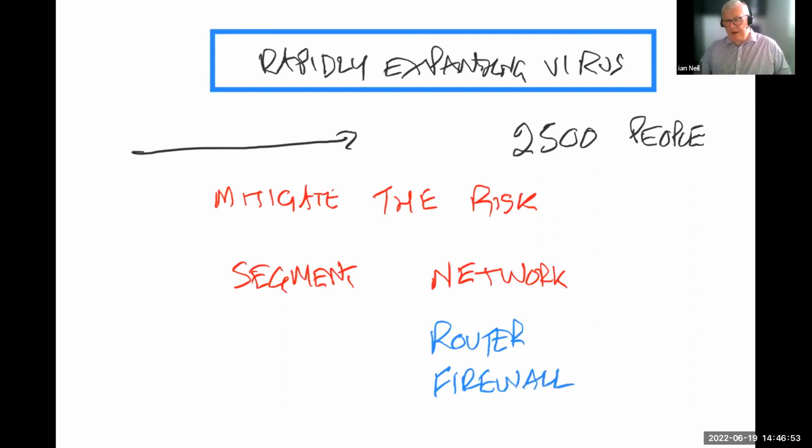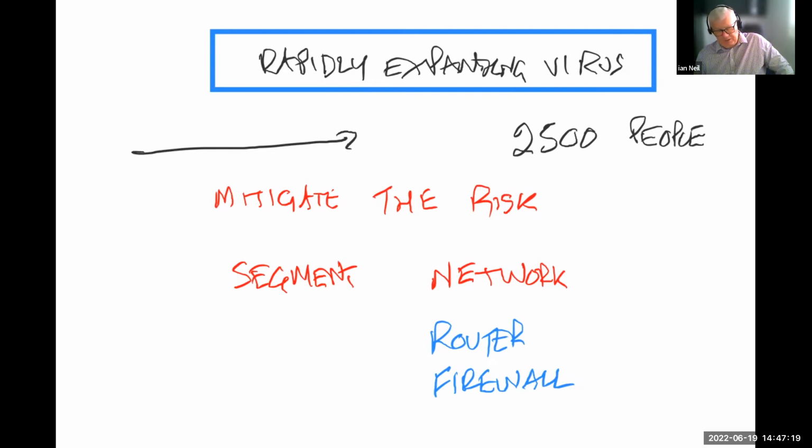So a lot of the time when it says, I've got a rapidly spreading or a rapidly expanding virus, what is the first thing I'm going to do? First thing, you're going to segment the network. Now, they also use the term access control list. So let me go over and show you what a router and firewall have in common.